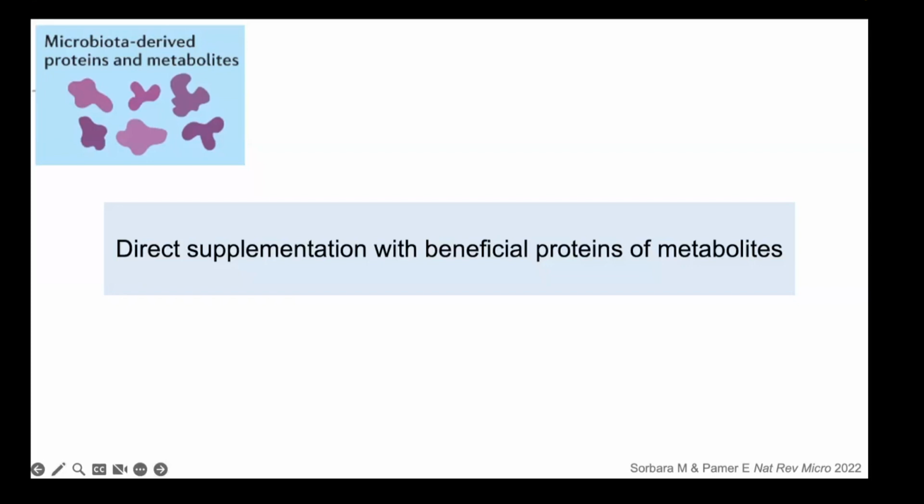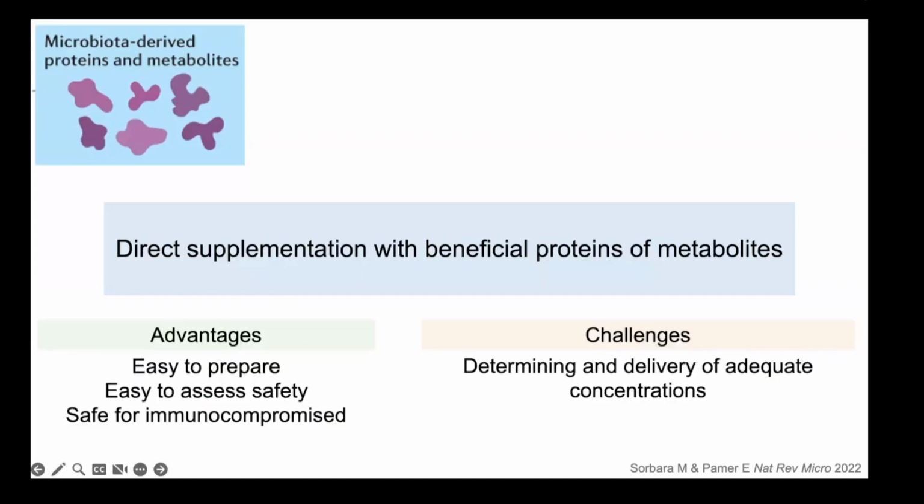And I think a second big category are secondary bile acids or primary bile acids. Again, these clearly play a role in colonization resistance, and so they're being explored as supplementational therapy or primary therapy. And so again, I think the advantages are these can be easier to prepare. It's easier to assess their safety. And here again, and maybe I should have said this in the diet, these should be safe for immunocompromised patients because we're not giving any sort of live bacterial therapeutics.